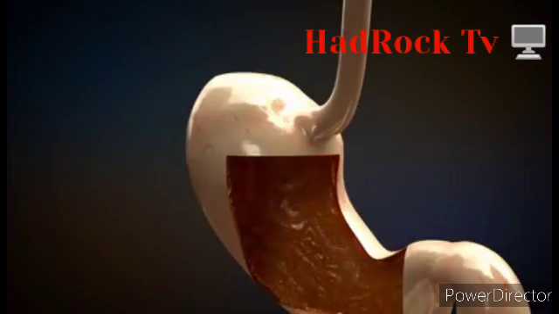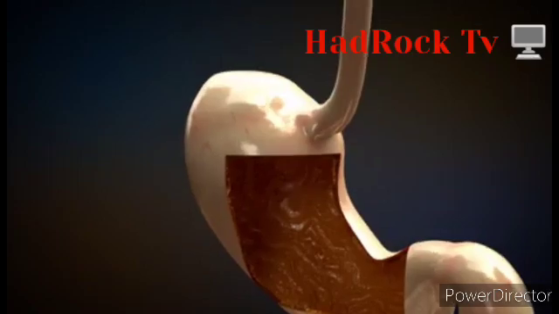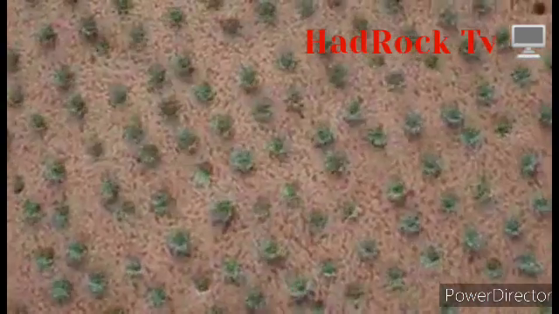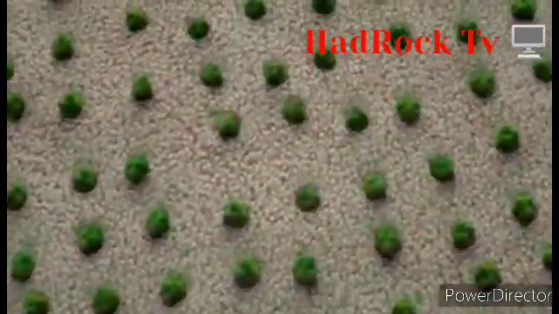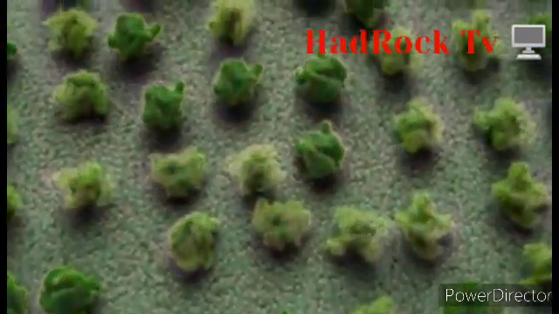On the inside, there are rugae that allow the stomach to enlarge when food is consumed. The stomach wall contains gastric glands. They produce mucus, which is able to protect the stomach wall from the secreted gastric acid.